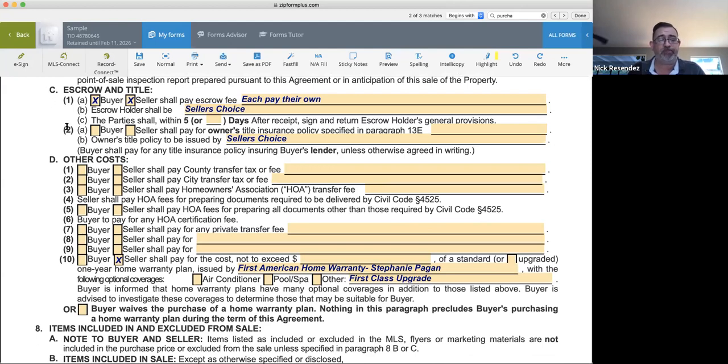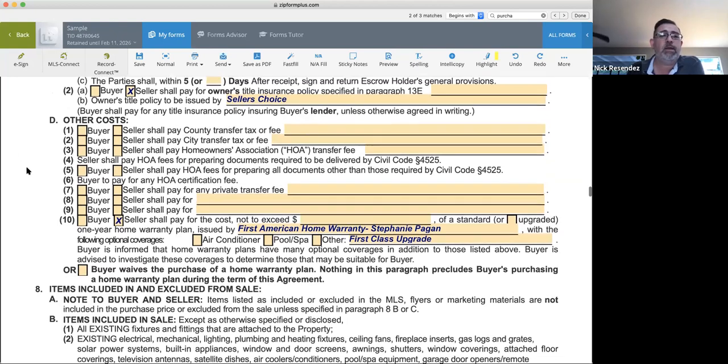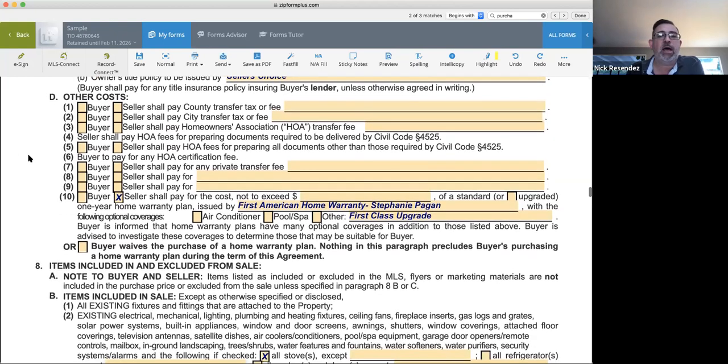Paragraph C2, seller will pay for the owner's title insurance policy. So we're going to get a title insurance policy to protect the buyer from anyone laying claim to their property. And we're asking the seller to pay for it, and we're asking the seller to choose any title insurance they want. So that's that. Buyer will pay for any title insurance that covers the lender. So that's a different policy. And then we get into D, other costs.